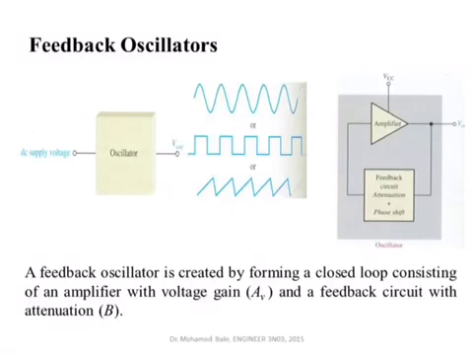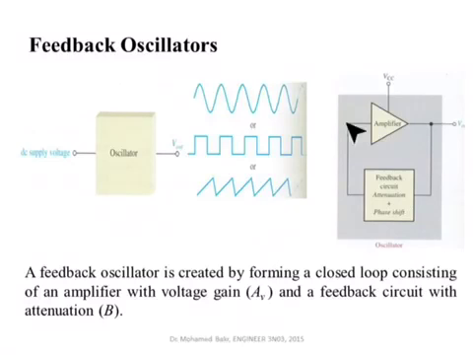So two parameters to remember: the voltage gain of the amplifier that you use, which we call AV, and the attenuation created by this feedback network, which we call B. So what's being fed back here is equal to V output multiplied by B. And we define something, the closed loop gain. The closed loop gain is simply equal to AV multiplied by B. And this AV multiplied by B should be equal to 1 in order to get oscillations.